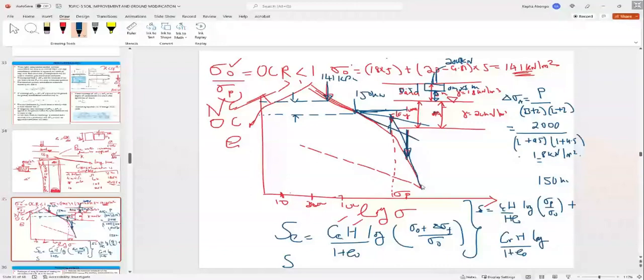The virgin compression curve means that it's never been loaded before. It's beyond the past maximum pressure that the soil has experienced. So that would be Q final over Qp. Now the equation becomes that.